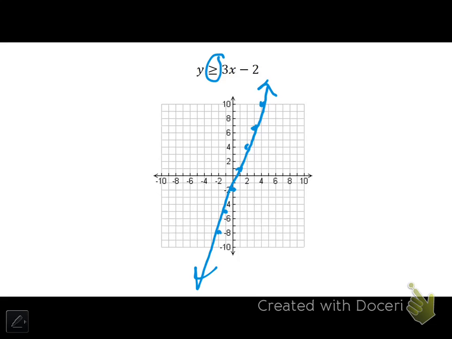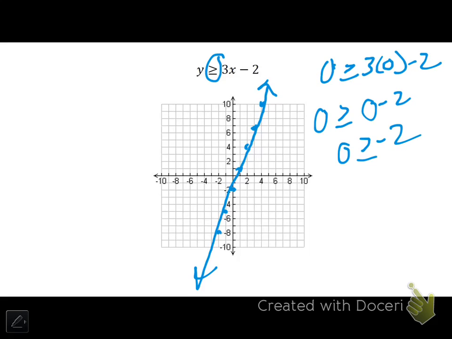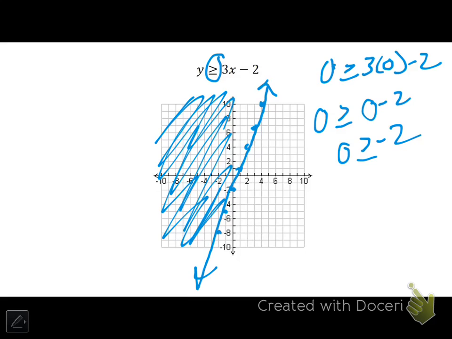Now we've got to figure out what side to shade. Since the line doesn't sit across 0, 0, we can plug in 0, 0. 3 times 0 is 0. 0 minus 2 is negative 2. Is 0 greater than or equal to negative 2? It is true. So we can shade on that side of where our 0, 0 is.